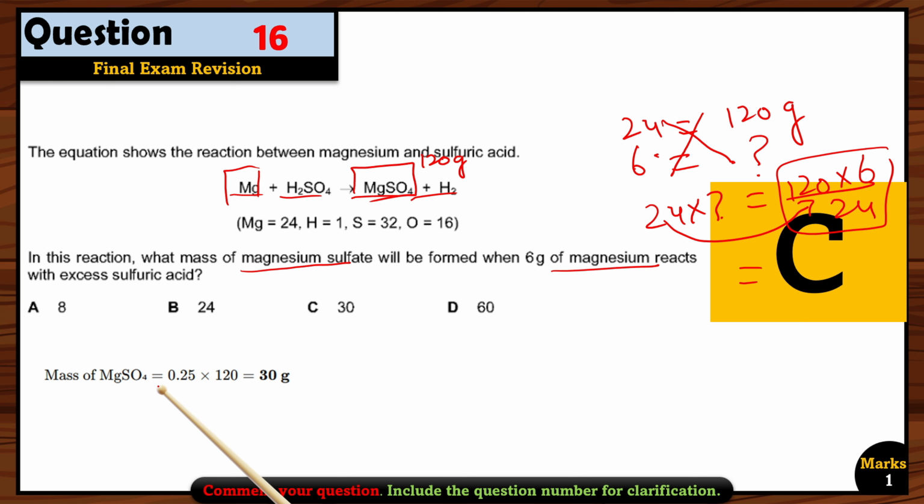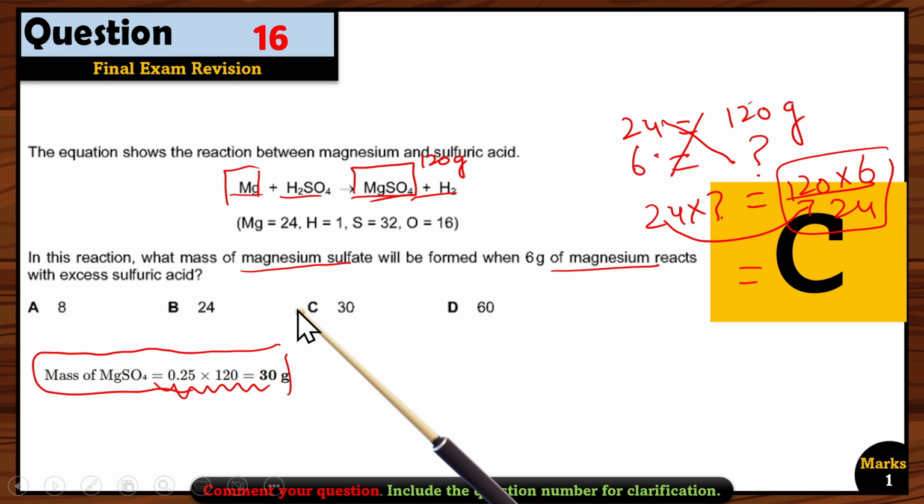But you can also use the molar formula, but I suggest you don't use it, as it will take more time, so it's better to just do the cross-multiplication. That's the best option you can do, and then you will get your answer. The answer for this question will be 30 gram. So 30 gram is the right option, option C.